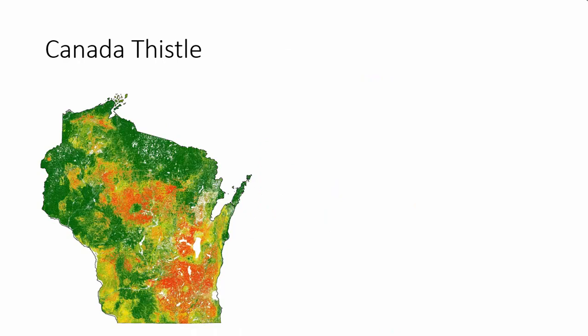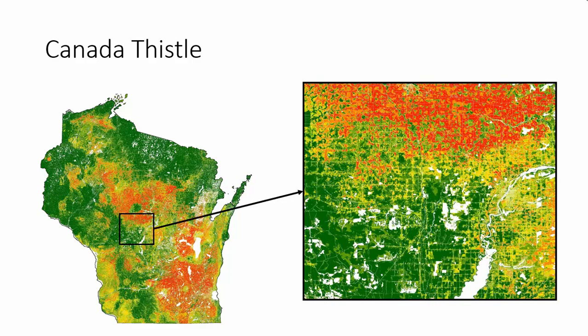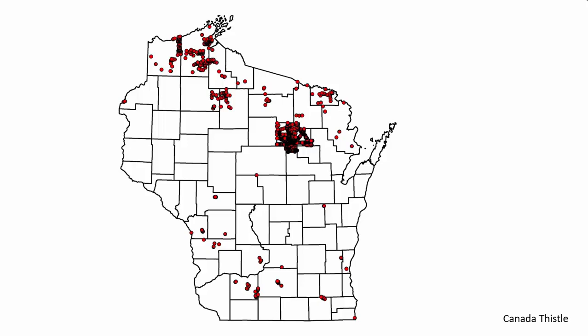So if we look at our distribution model for, say, Canada thistle across the state, you'll see that there's a lot of suitable habitat. And one of the drivers is distance to roads for Canada thistle, and we do find that a lot on roadsides. But when we actually look at what our current known distribution of Canada thistle is, there's this huge knowledge gap in the middle of the state, even though we've predicted that there is quite a bit of suitable habitat in that area.